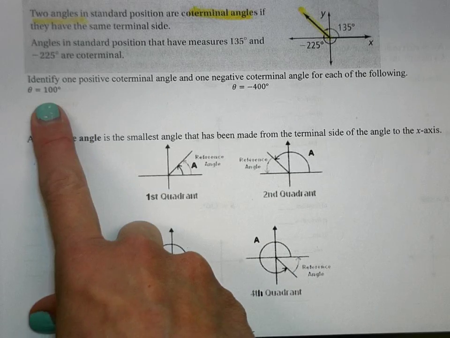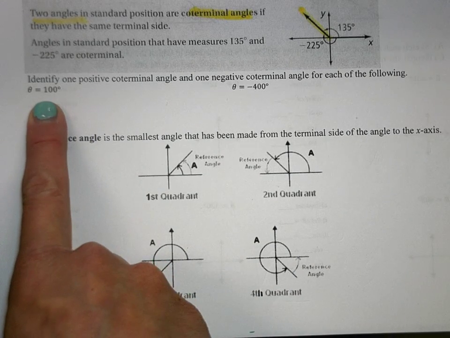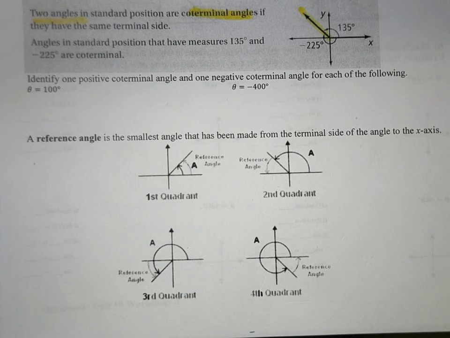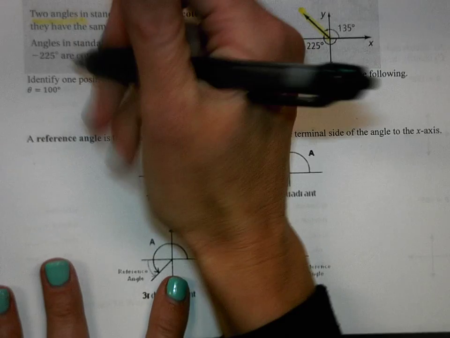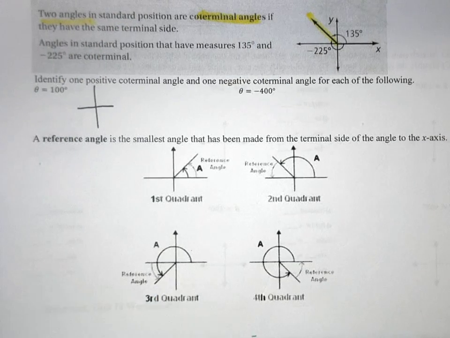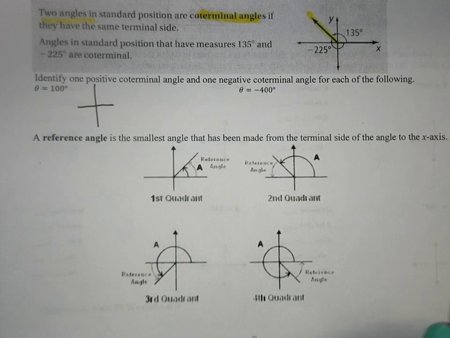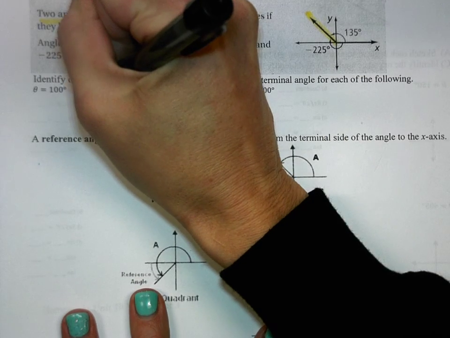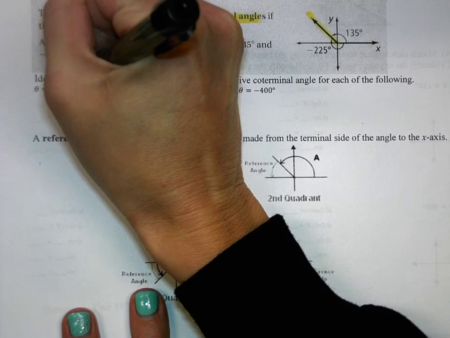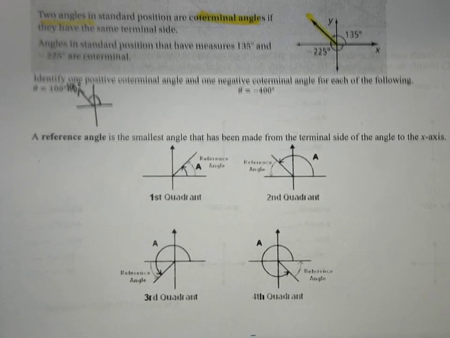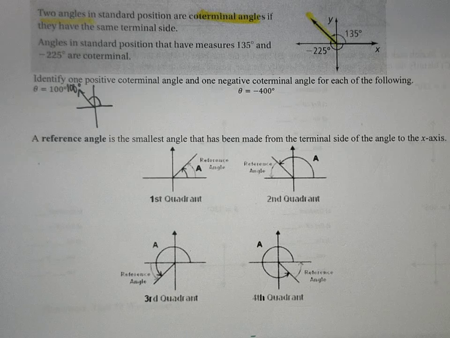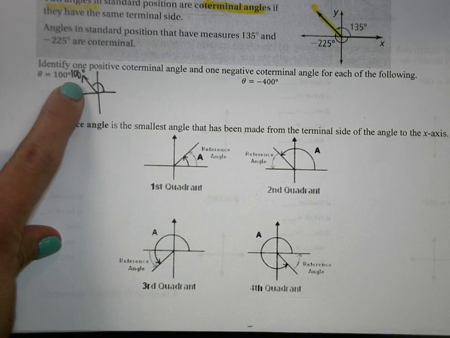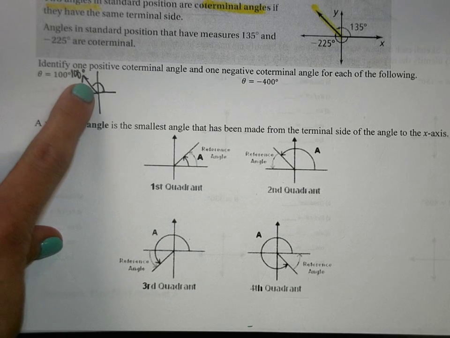Part of the problems is that they want us to give an additional positive coterminal angle and an additional negative coterminal angle. I think it's easiest to look at this in a picture. Where would 100 degrees be if we put it in standard position? Very good, quadrant 2. We'll mark this at 100 degrees. We need two more angles. Think for a minute about what you could do to make another positive angle that ends at this same spot.